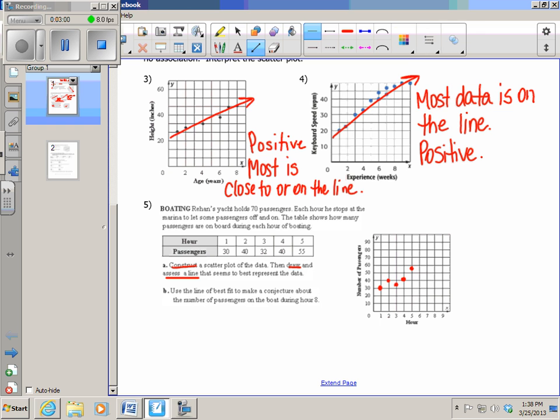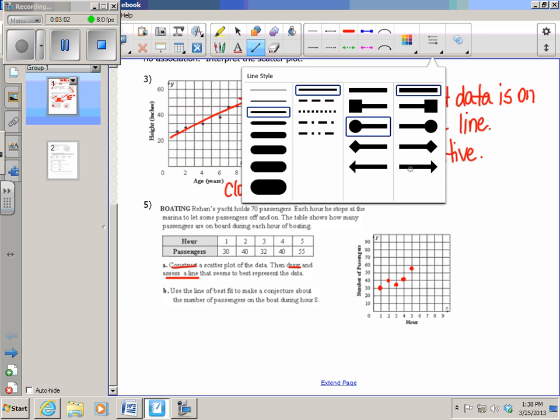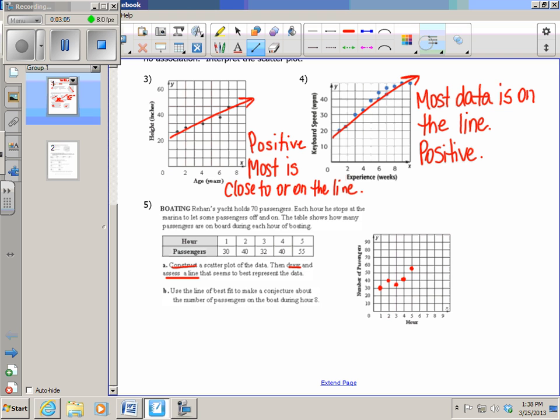If I draw a line of best fit, make it a dotted line. Looks like that could be a line of best fit. And I'm going to assess that line that is a positive association. And that as the hours increase, the number of passengers increases.